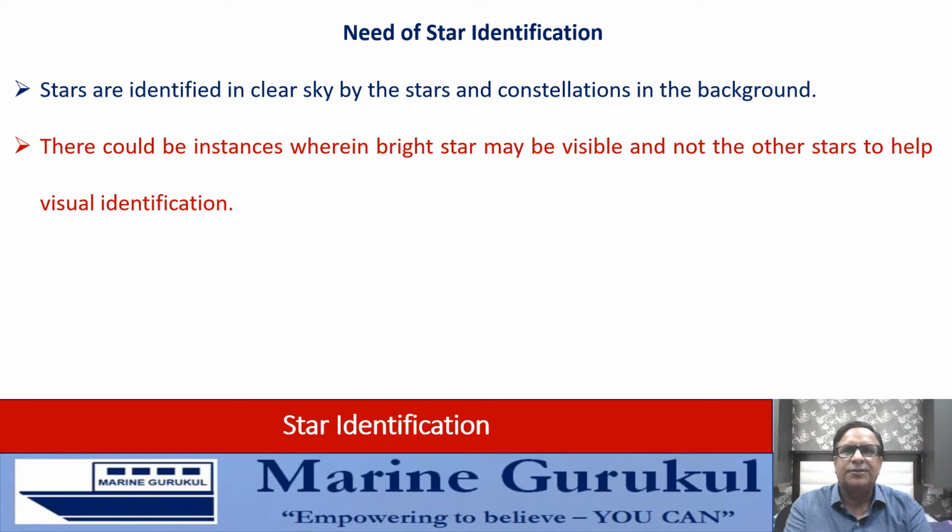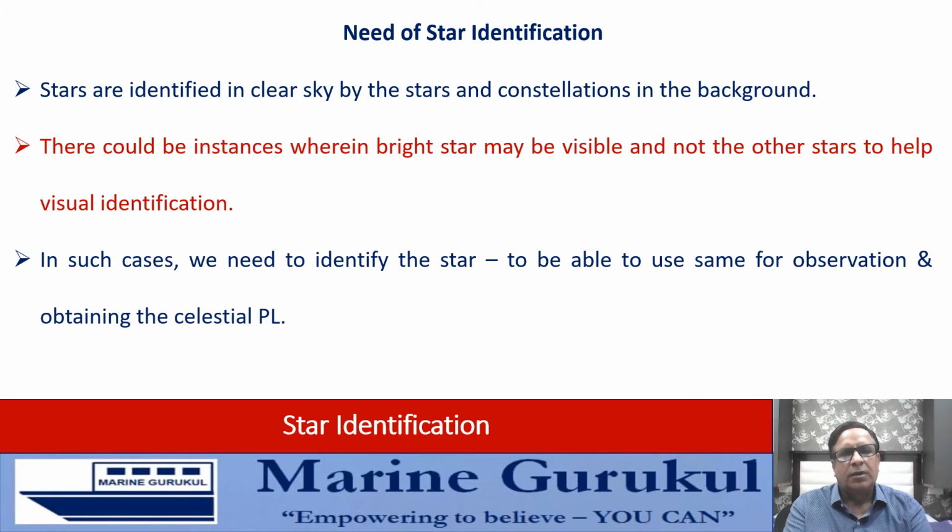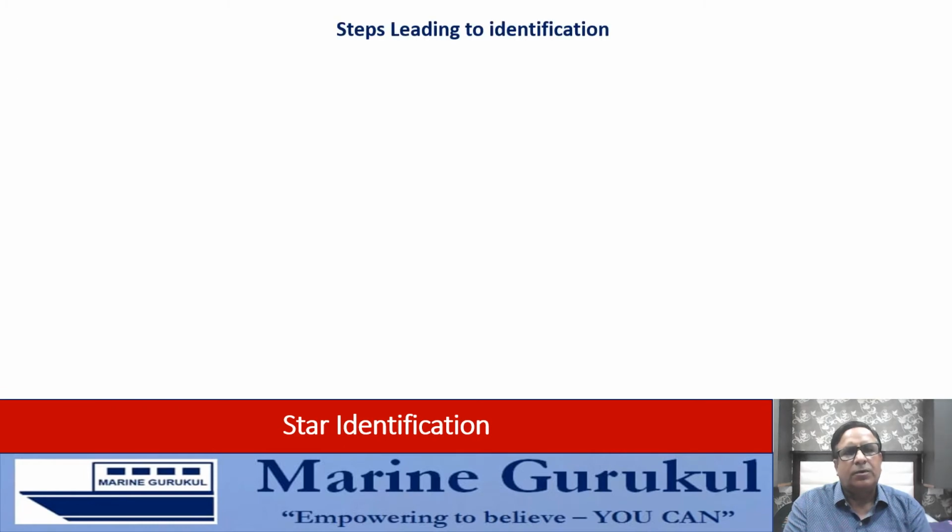So in such cases, visual identification gets ruled out. So to identify stars in such cases, we use the method that we'll be discussing hereafter. And once the star is identified, it can be put to use for navigational purposes. Let us now list down steps that shall facilitate star identification through calculations.